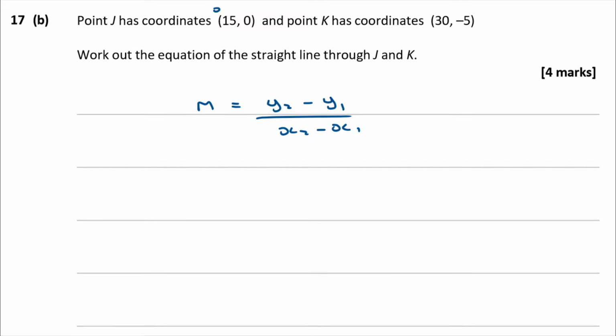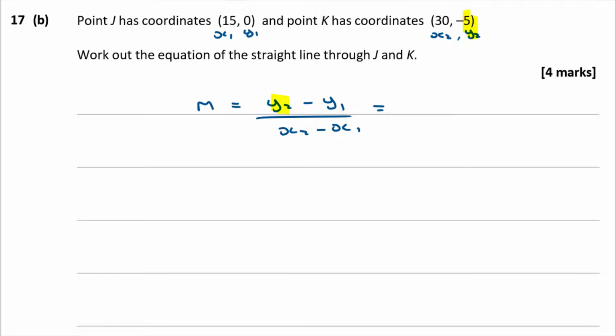Let me just put it down a little bit. So x1 and y1 are our coordinates from the first point, and x2, y2 are our coordinates from the second point. So we need to sub those carefully into our equation now and find the value of m. So y2 is this value here. That goes at the start.